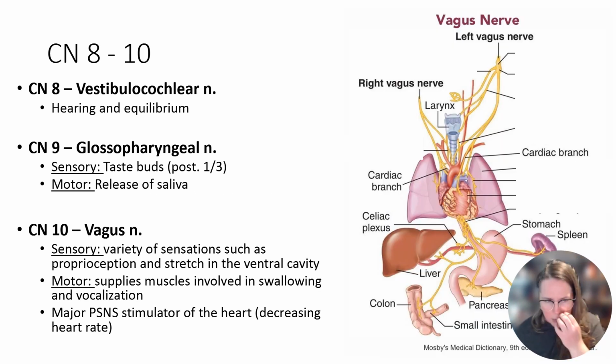Now the next three nerves we have are your vestibulocochlear, glossopharyngeal, and vagus nerves. So vestibulocochlear is coming from the vestibule and cochlea of your inner ear. Again, these are going to be transmitting information about hearing and balance. Glossopharyngeal: glossal, tongue; pharyngeal, throat.